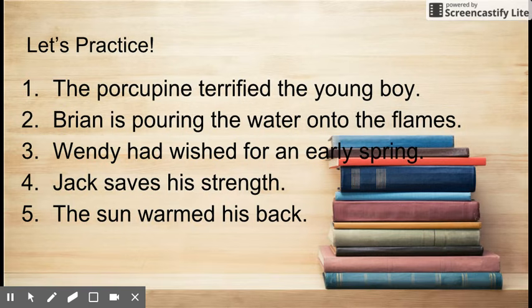So let's try and practice through these. You're going to underline or write down the verb or verb phrase and say what tense it is, whether it's past, past participle, present, or present participle. So number 1, the porcupine terrified the young boy. Number 2, Brian is pouring the water onto the flames. 3, Wendy had wished for an early spring. 4, Jack saves his strength. 5, the sun warmed his back.